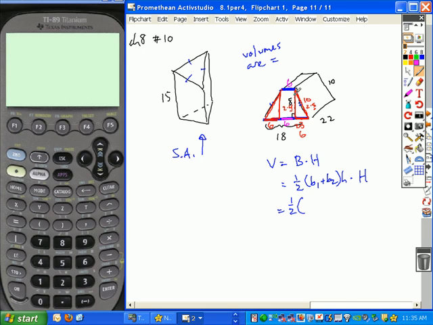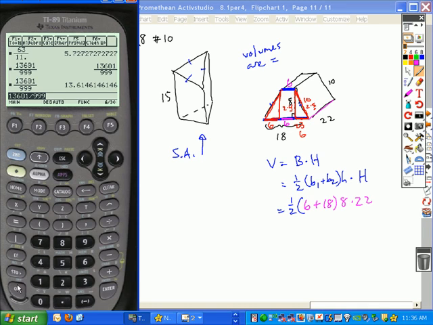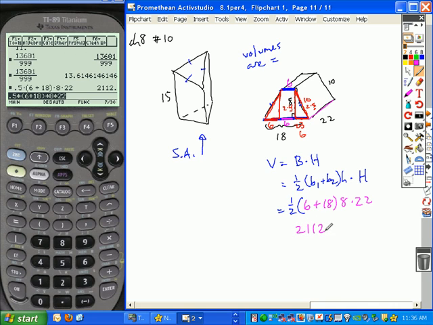So we can now fill in our pieces. The base 1 is 6. Base 2 was 18. The height of our trapezoid was given as 8. And the height of the whole solid itself is 22. And so we can multiply this through and come up with our total volume. If we take 1/2 of 6 plus 18 times 8 times 22, 2112 is our volume. So that means that this figure is going to have the same exact volume.